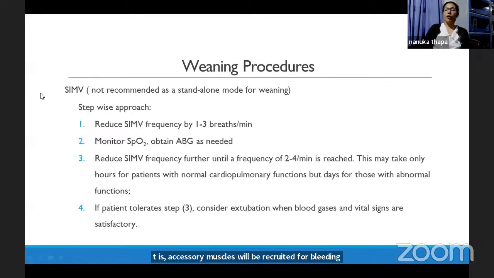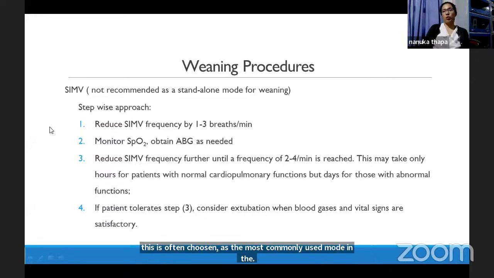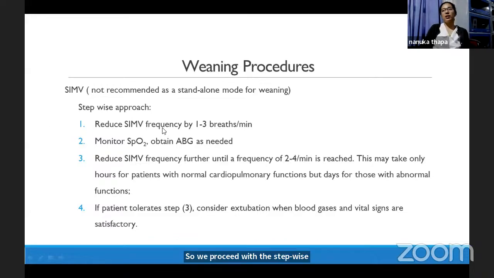So the second way of weaning is the SIMV. Though it is not recommended as a standalone mode for weaning, it is often chosen as the most commonly used mode in the ICUs. So we proceed with a stepwise approach. Initially, we decrease the respiratory rate, that is, the mandatory ventilatory rate by the ventilator. Suppose the patient is taking 12 breaths per minute. We will decrease the respiratory rate by 3, so it will be decreased from 12 to 9.